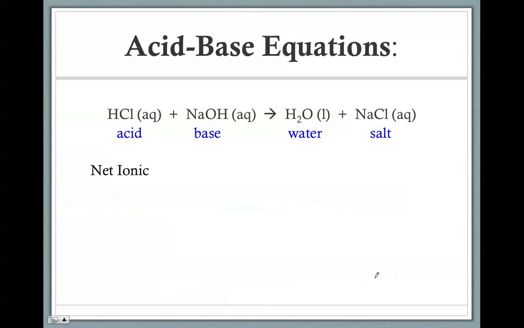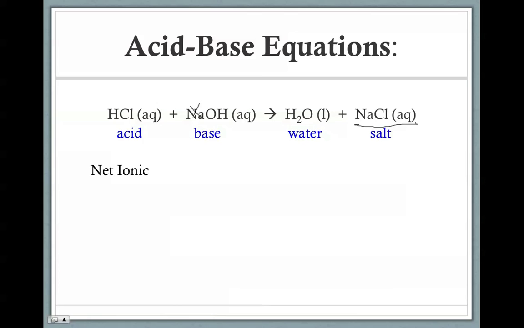So pretty similar to what we did before. And finally, we can look at it as an acid-base equation or a neutralization reaction. We have our acid plus our base to make water in liquid form and our salt. For the net ionic, again, I'm not going to write out the total, but we know that these are going to be our spectator ions.